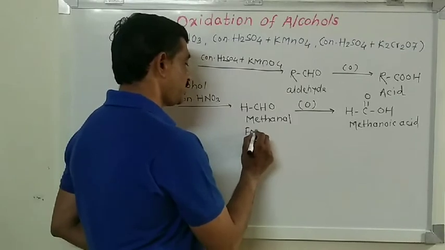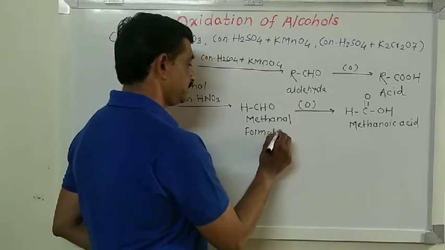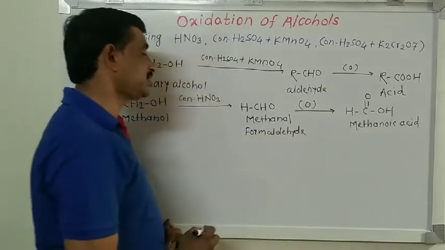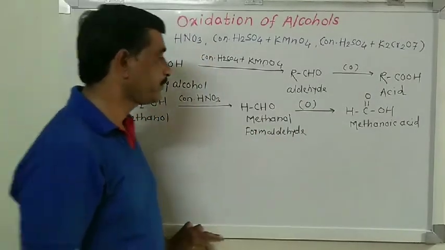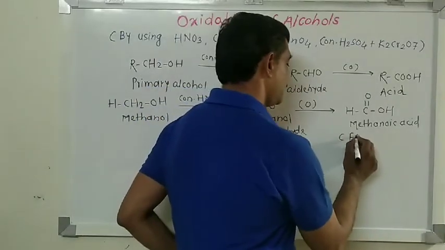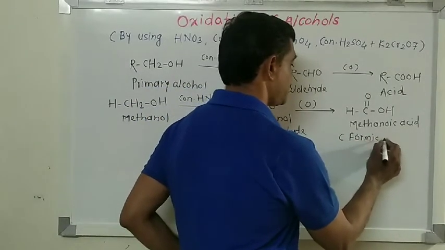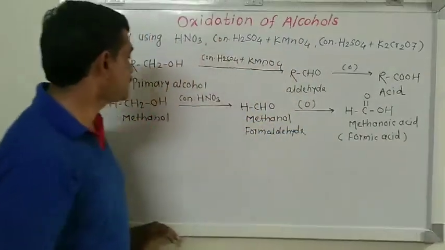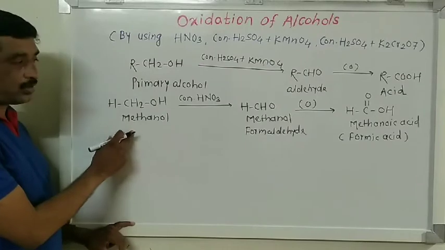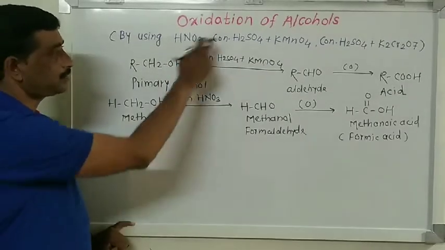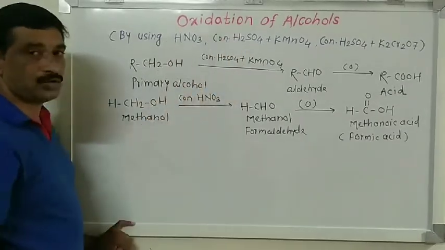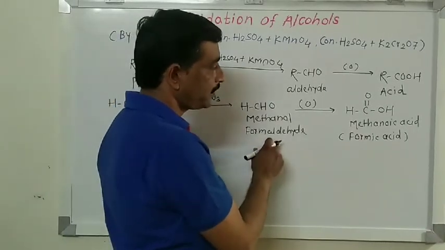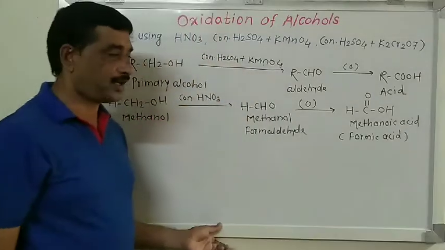Methanol is also known as formaldehyde. In the common name system, the oxidation product is named formaldehyde, and the further product is known as formic acid. So in this way, methyl alcohol or methanol on oxidation with this oxidizing agent first gives an aldehyde, and then we get the final product, that is methanoic acid.